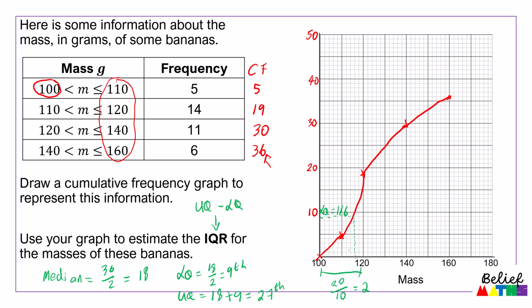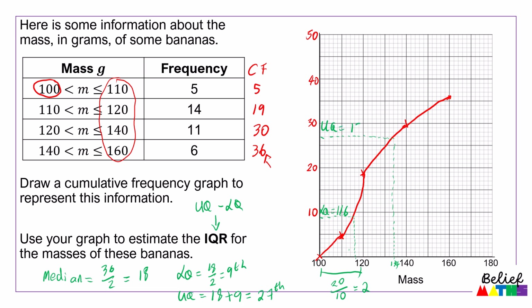Depending on how you've drawn it, you might have got 118, you might have got 114. There will be that level of variability they'll allow. The upper quartile then is the 27th value. So we go to the 27th value, we come across to our graph, and we come down. And again, using a ruler, because it'll make it easier for us, that's 130, 132, 134. So that's 134.